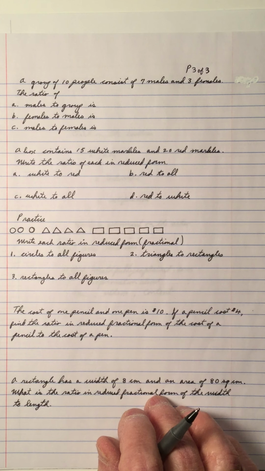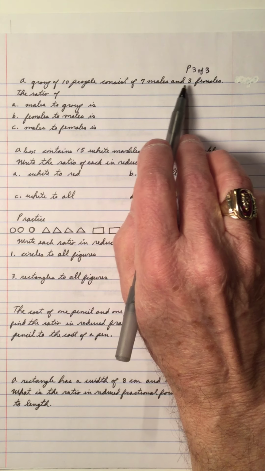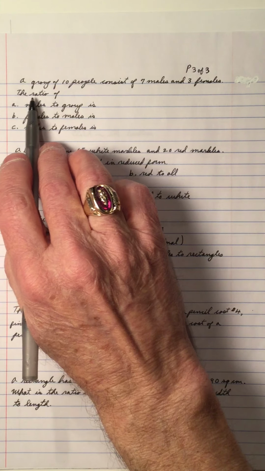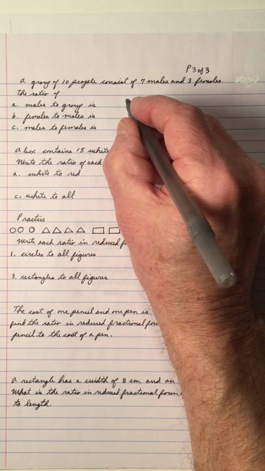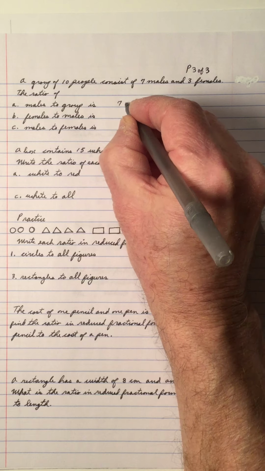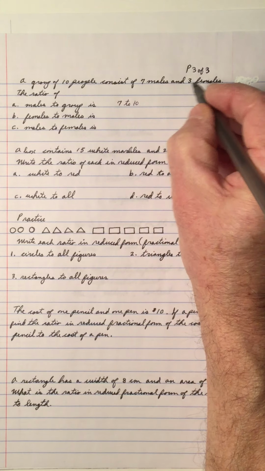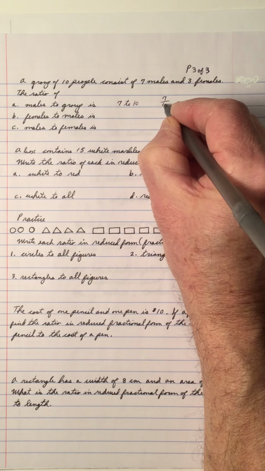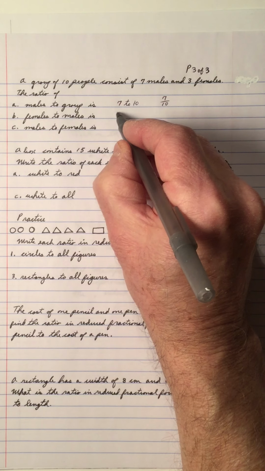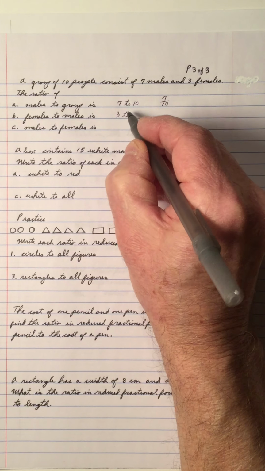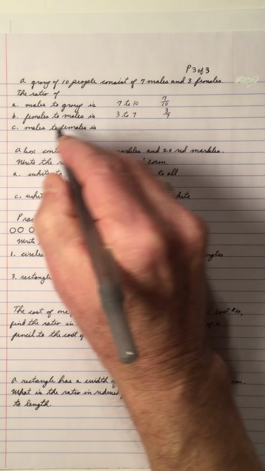A group of 10 people consists of 7 males and 3 females. The ratio of males to the group: males is 7 to the group, and the group is 10. So the ratio is 7 over 10 as a fraction. Females to males: females is 3, males is 7, so the fraction is 3 over 7.